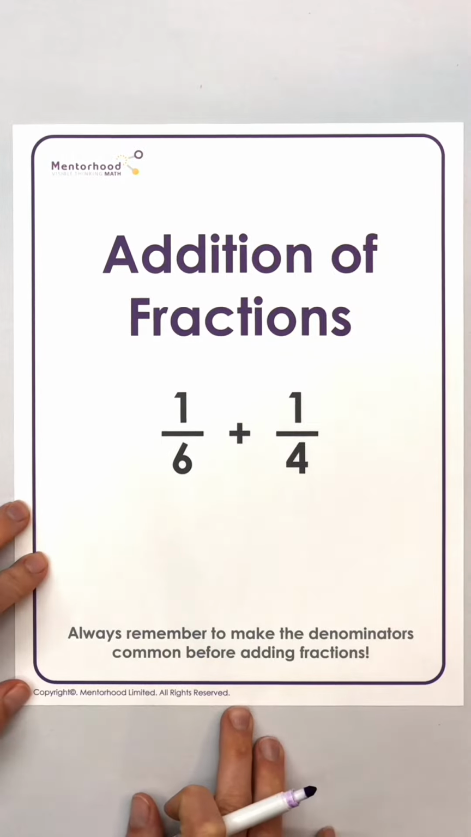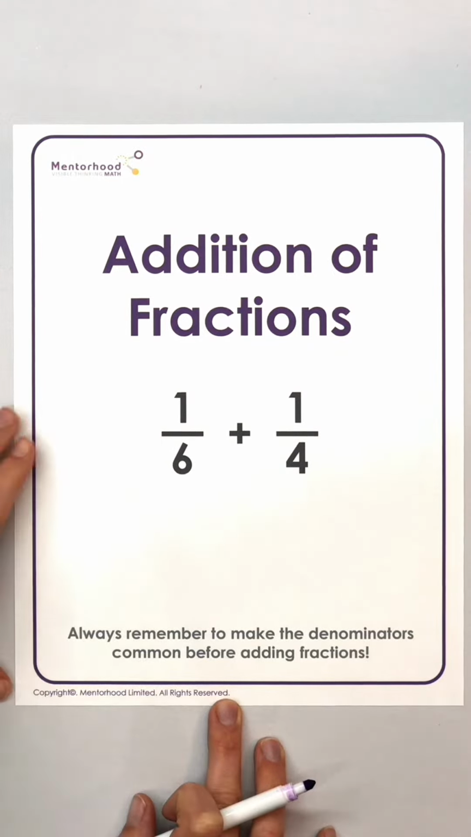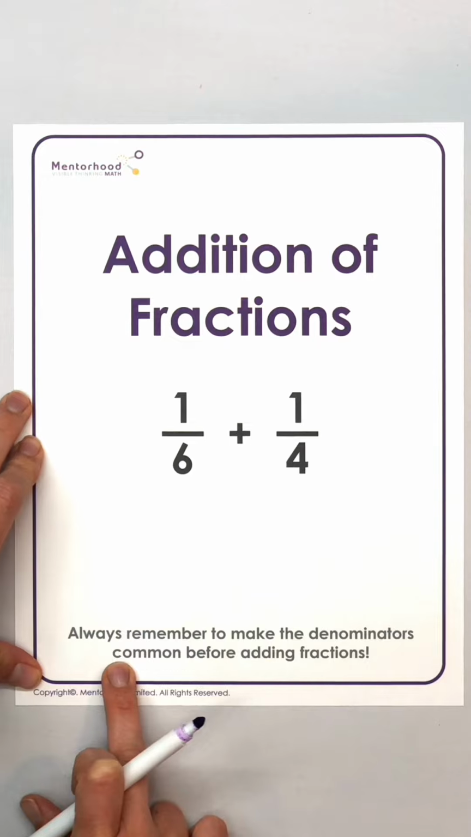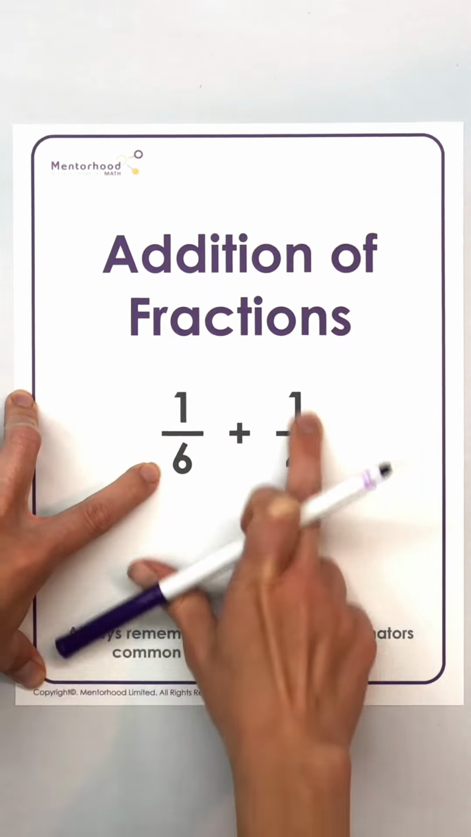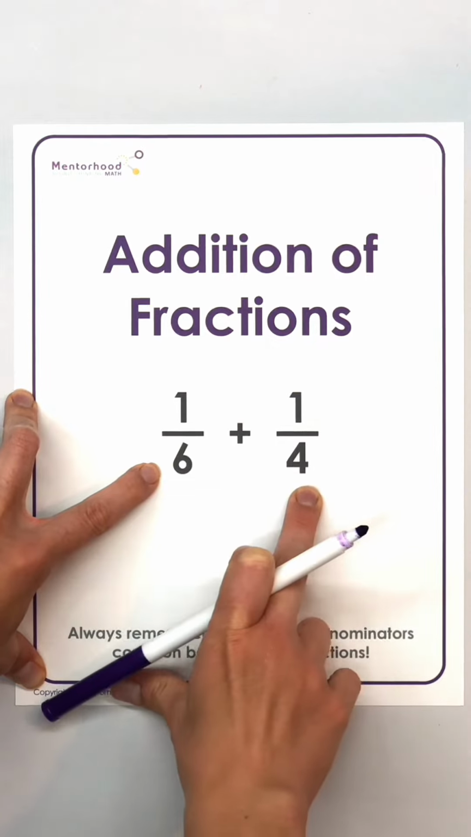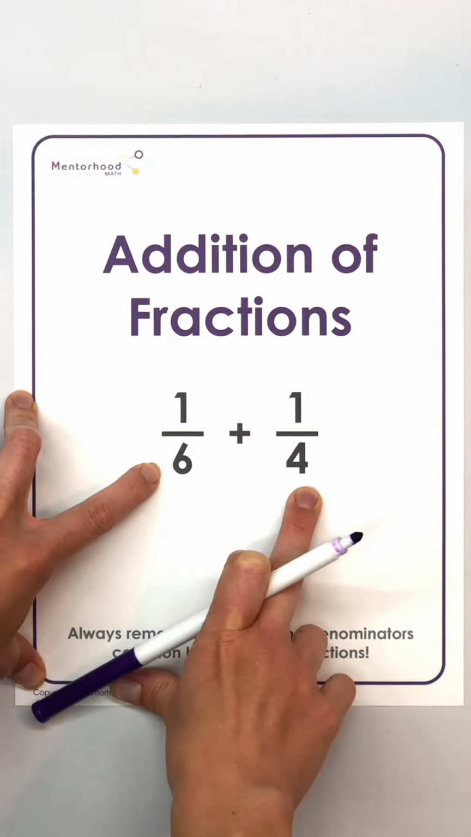Let's try adding a couple of fractions. When adding fractions, always remember to make the denominators common before adding. Here we have 1 over 6 and 1 over 4. How do we make them common? Well, we find a common multiple.